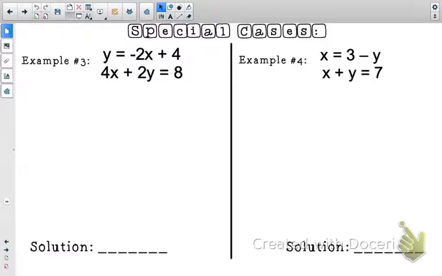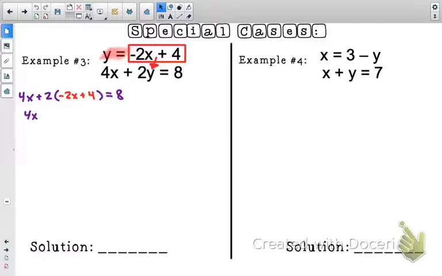So if we look at the first one, we have y by itself. So we're going to box what it's equal to and draw an arrow to where it's going to substitute. So if it's equal to y, we have to replace the y. So rewrite the second equation, 4x plus 2, use big parentheses for y equals 8, and substitute in that boxed expression. So we got to simplify this left side before we can solve.